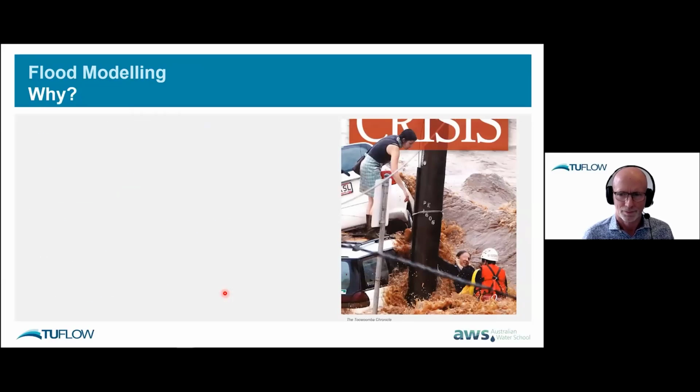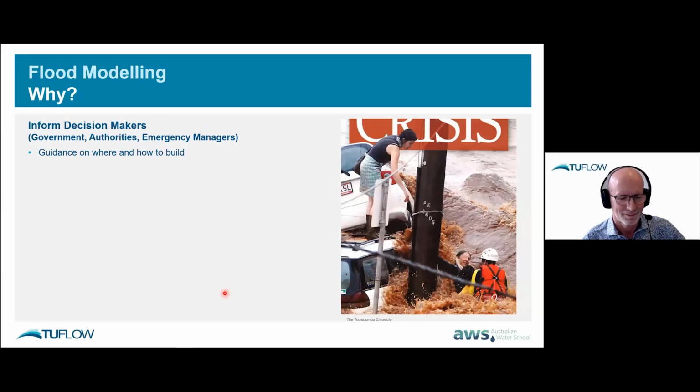So flood modelling, why do we do it? There has to be a reason why we do this. And when I made this slide the other day, I thought, actually, it's basically just informing the decision makers. We, as flood modelers, don't make the important decisions. That's left to the people we're informing. It could be government, authorities, emergency managers, or might be talking with a developer about why they really can't fill that whole floodplain. So we're providing guidance on where and how to build.